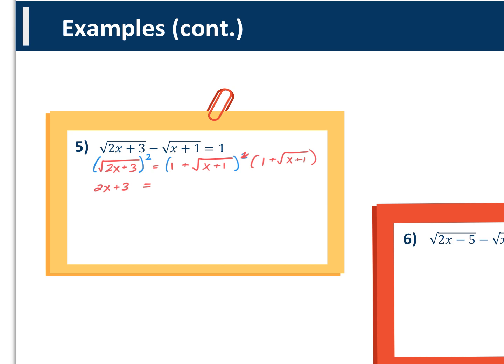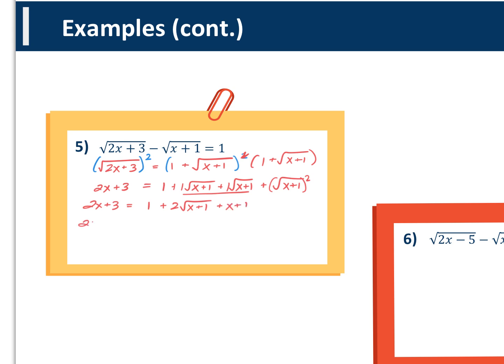So I'm going to do first times first is 1 squared, which is 1. Outer times outer is 1 times the square root of x plus 1. Inner times inner is 1 times the square root of x plus 1. And last times last is the square root of x plus 1, squared. So again, take your time to clean it up. Don't do too much in one step. I'm going to combine my middles. I get 2 times the square root of x plus 1. And the square root of x plus 1 squared is just x plus 1.